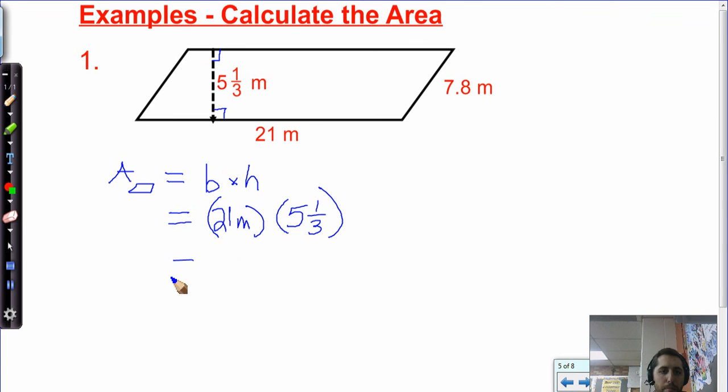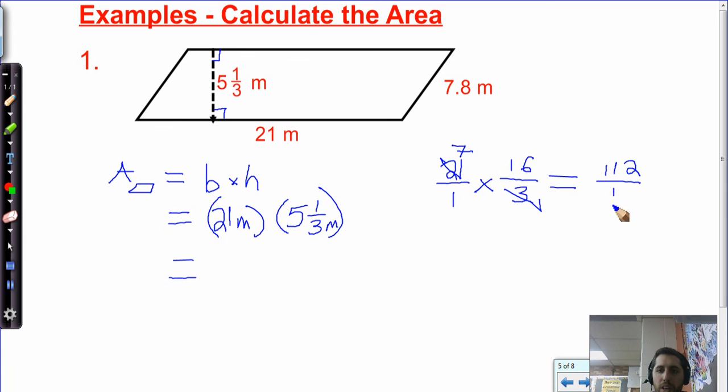Alright, if you remember multiplying mixed numbers, we need to make these into improper fractions. So 21 over 1 and 5 1/3. Well, each of these 5 has 3/3, and then I have 1 extra third. So 5 times 3 is 15, plus 1 is 16 thirds. Now before I multiply top times top over bottom times bottom, I can simplify as I go. I'll divide that by 3, I get 1. Divide this by 3, I get 7. 7 times 6 is 42, carry a 4. 7 times 1 is 7, plus 4 is 11. So this is 112 over 1. Any number over 1 is itself, so it's 112.